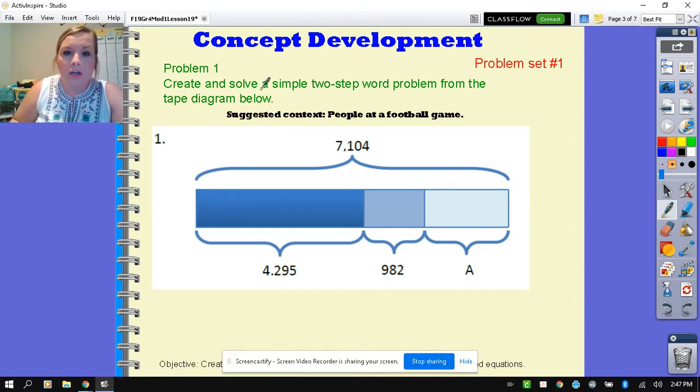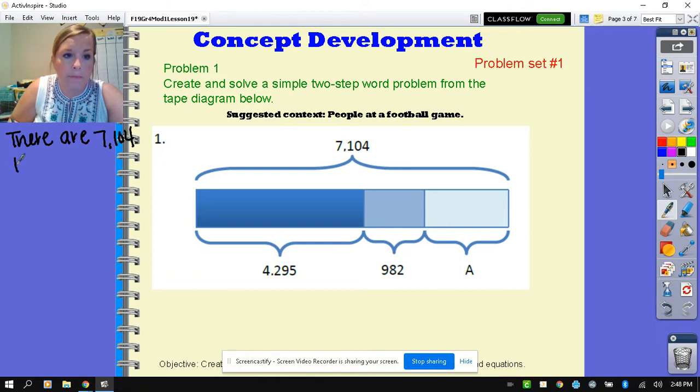So we're going to create and solve a simple two-step word problem from the tape diagram below. So here you can see our total is 7,104. A section of it is 4,295. A section of it is 982, and a section is unknown. So our suggested context is people at a football game. Okay, so I'm going to start off by, we have 7,104 people. So I'm going to write it over here. There are 7,104 people at a football game.